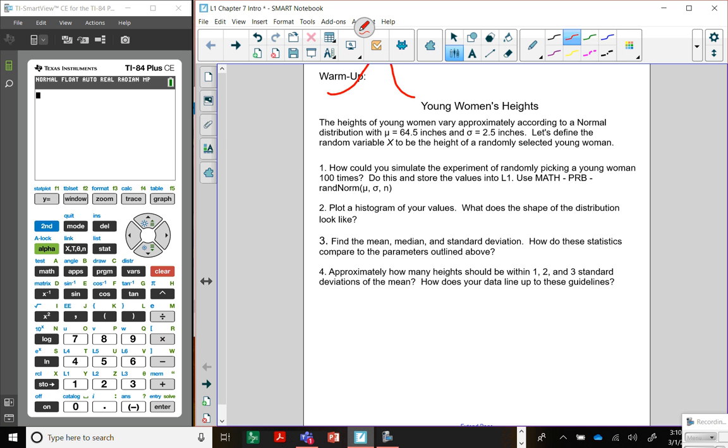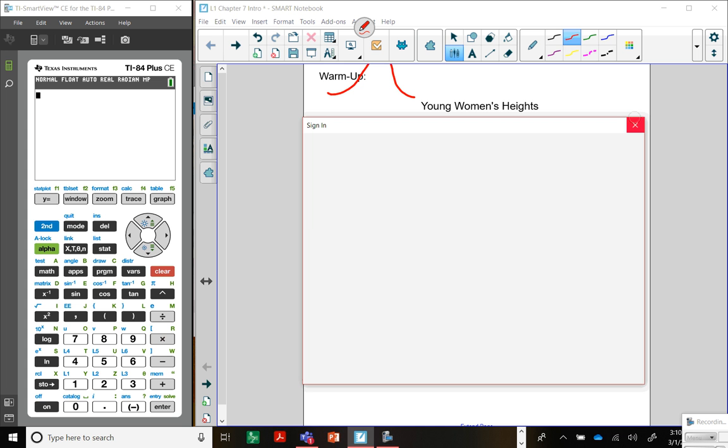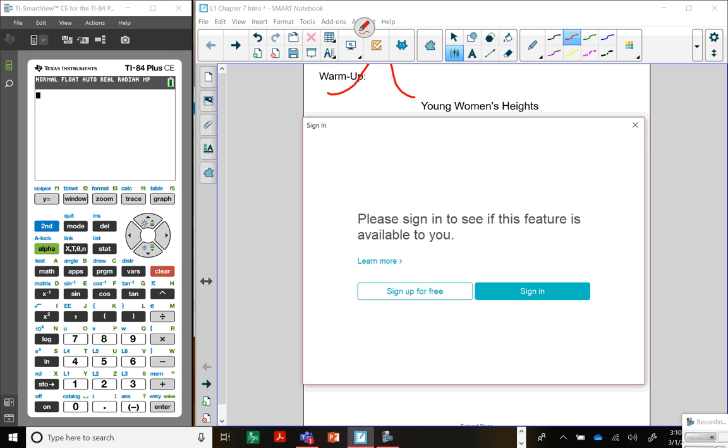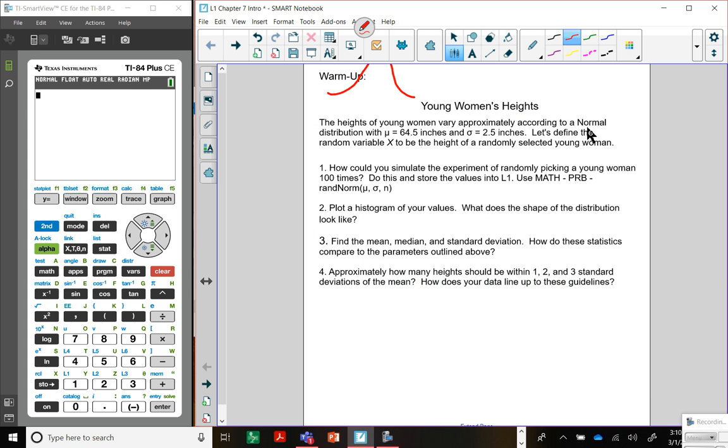a normal distribution. Oh no, my pen is not lined up. I could draw a normal distribution and label the mean 64.5 inches, and then go out to 1, 2, and 3 standard deviations from the mean. This follows the 68, 95, 99.7 rule, all that stuff that we know about normal distributions, right?